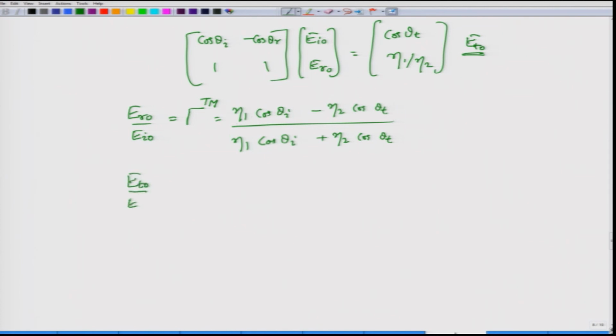Correspondingly, E t 0 to E I 0, which is the ratio of the transmitted electric field amplitude to the incident electric field amplitude, which we will call tau TM, will be given by 2 eta 2 cos theta I divided by eta 2 cos theta t plus eta 1 cos theta I. Maybe that is a little confusing here, so let me rewrite this. Okay, so it is eta 2 cos theta t plus eta 1 cos theta I.